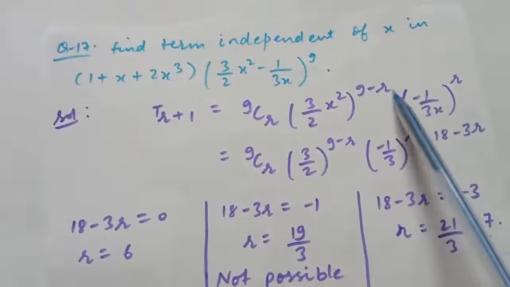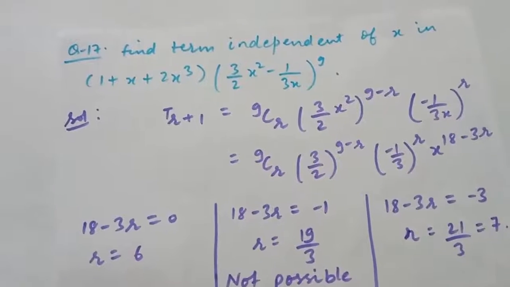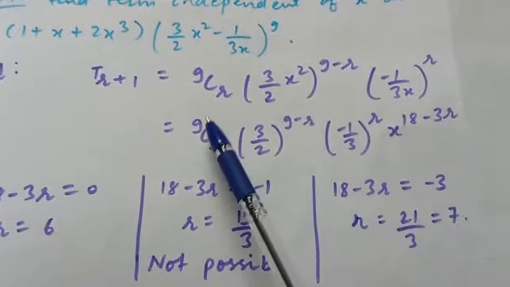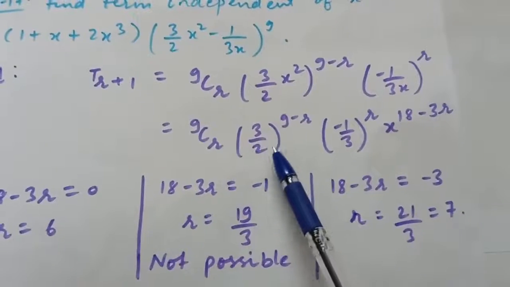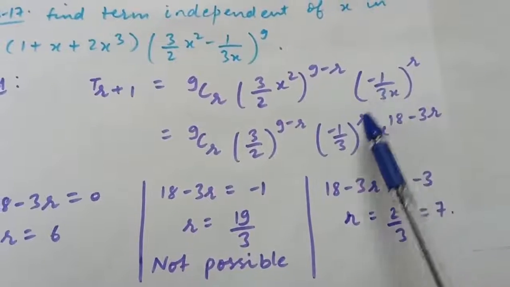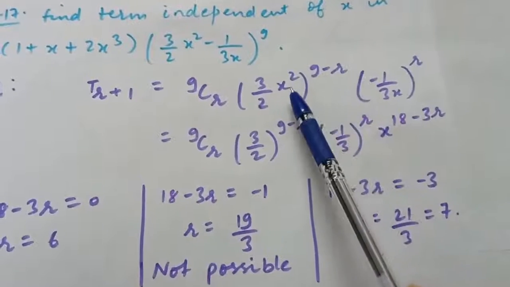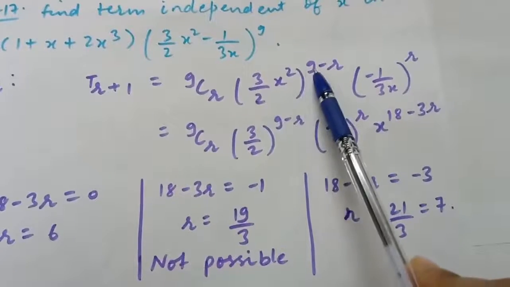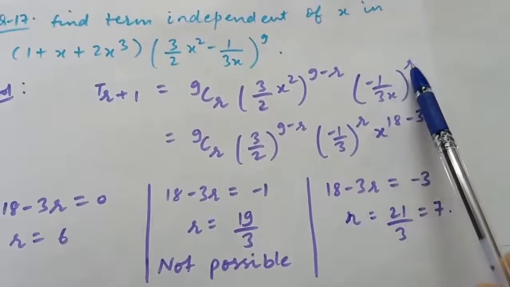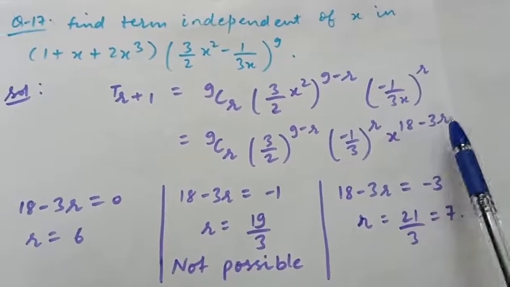raised to the power 9 minus r into (-1/3x) raised to the power r, which will be 9Cr into (3/2) raised to the power 9 minus r into (-1/3) raised to the power r, and solving this, power of x is 18 minus 2r, and this will be x raised to the power minus r. So power of x will be 18 minus 3r.